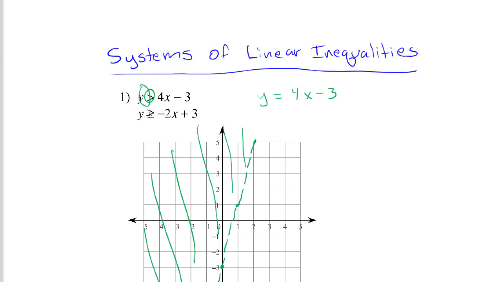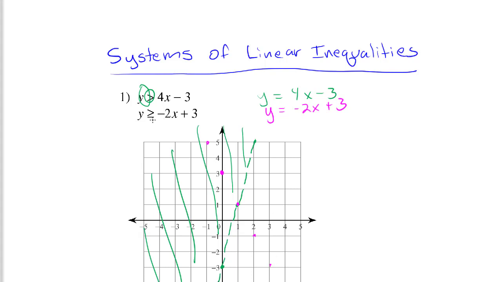Let's try the second inequality. y is greater than or equal to negative 2x plus 3. So again, I'm going to graph the line as though it were an equation, because I know how to do that and visualize it fairly easily. y equals negative 2x plus 3. That will have a y-intercept of plus 3, and it's going to have a negative slope. So if I go over 1 in x, I'm going to go down 2 in y, and vice versa, and I can keep plotting those points out.